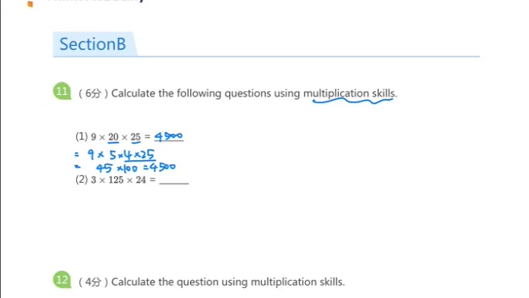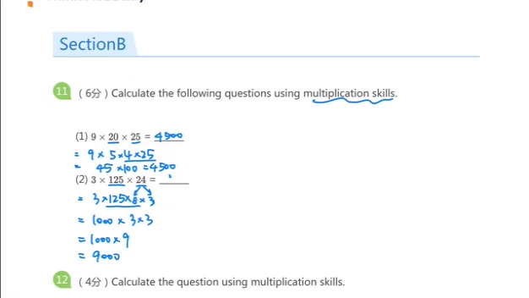So here the special number is 125, and we want to find the partner 4. So 4 we can find it from 24. So the partner is 8. So 8 we can find it from 24, which is 8 times 3. So here 3 times 125 times 8, we can do this part first, which is 1000, and then times 3 equals to 1000 times 9. So the final answer here should be 9,000.